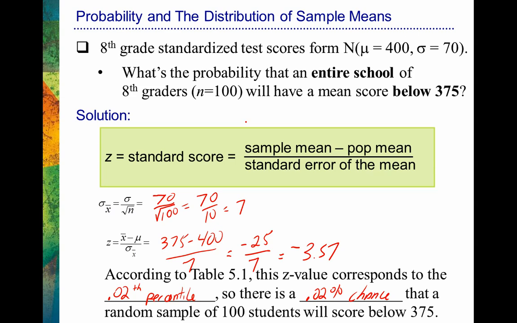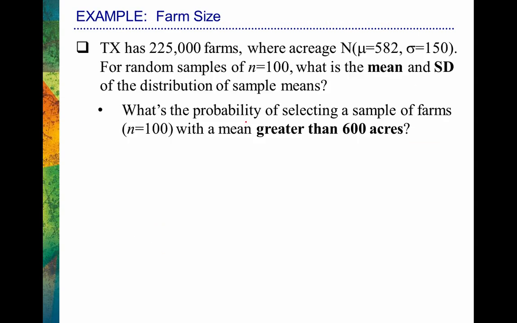All right, we're getting close to being able to put all this together. We're just refreshing our memories of how to do this stuff. Let's go through another example. Texas has 225 farms where the amount of acreage for these farms forms a normal distribution where the mean acreage equals 582 acres and the standard deviation equals 150. So not all the farms are of this size. There's some variability, but this is the average farm size. For random samples of n equals 100, what is the mean and standard deviation for the distribution of sample means?